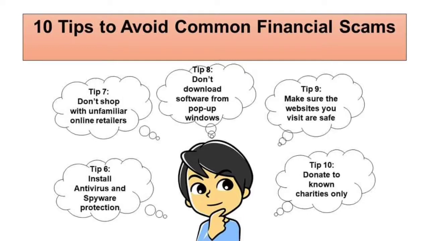Tip number 6. Install antivirus and spyware protection. I know you have an idea about the function of antivirus. This software is designed to detect and prevent malicious software in our computer, including viruses that are possibly made by hackers. That is why installing this can be a great help for our security. So you need to install antivirus and other spyware protection.